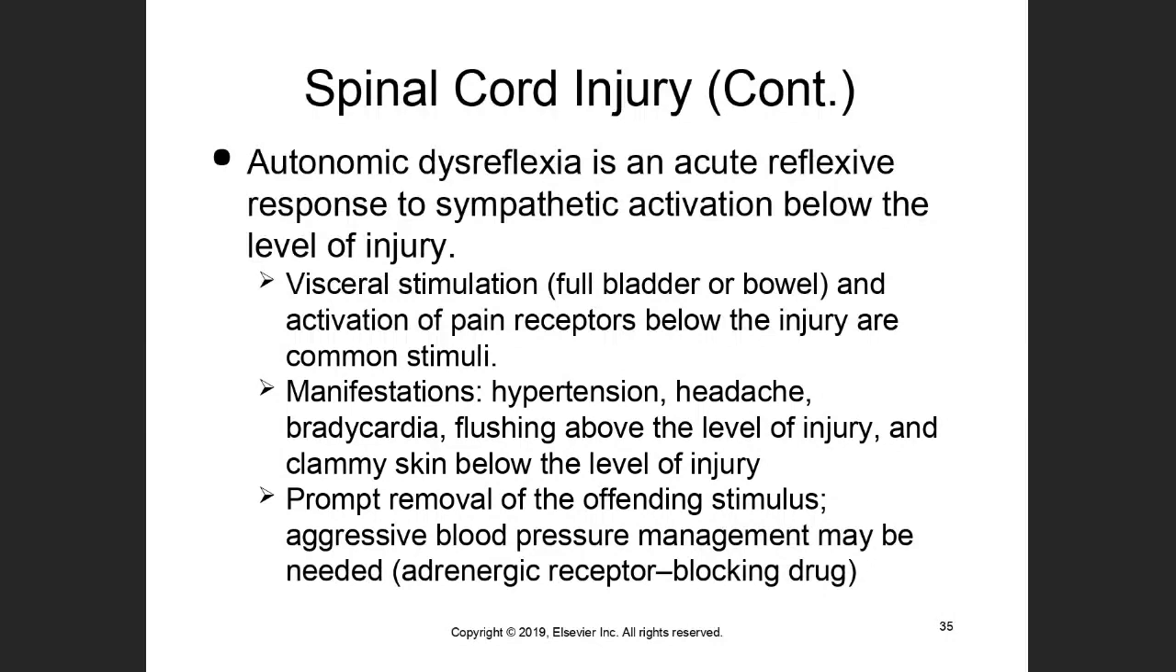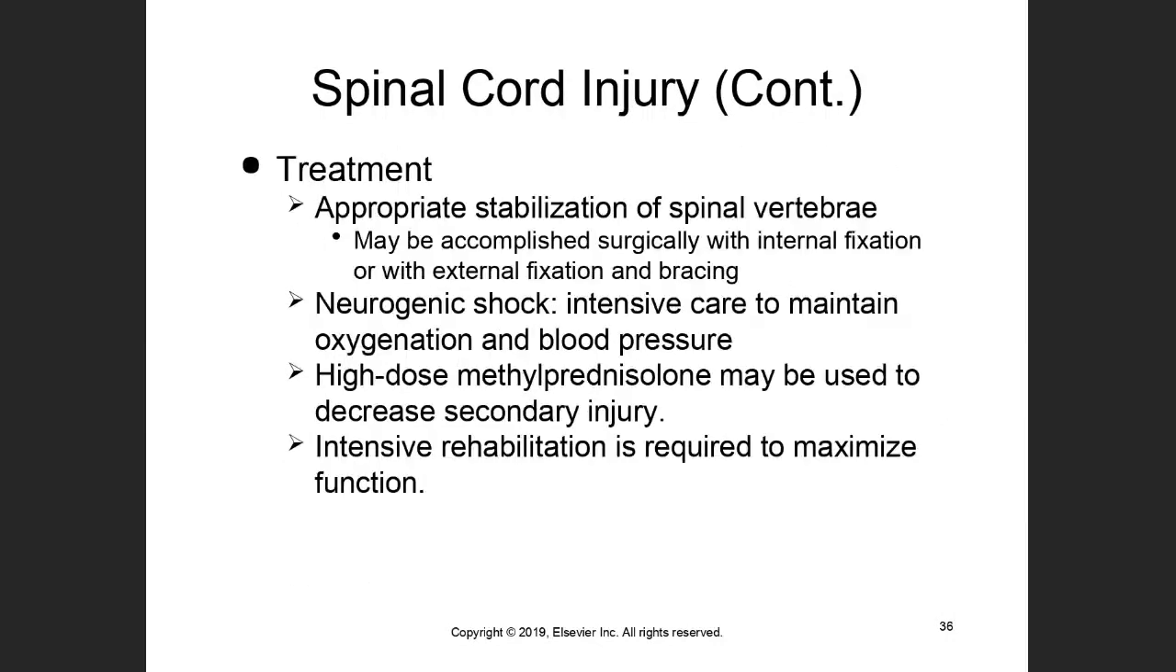Treatment: appropriate stabilization of the spinal vertebrae may be accomplished surgically with internal fixation or external fixation and bracing. Neurogenic shock, intensive care, maintain oxygen and blood pressure. High-dose methylprednisolone may be used to decrease secondary injury, especially to decrease inflammation. Intensive rehabilitation is required to maximize functioning.